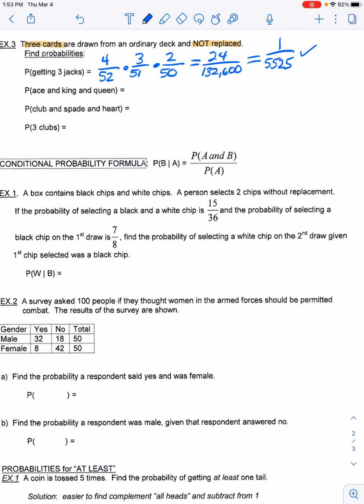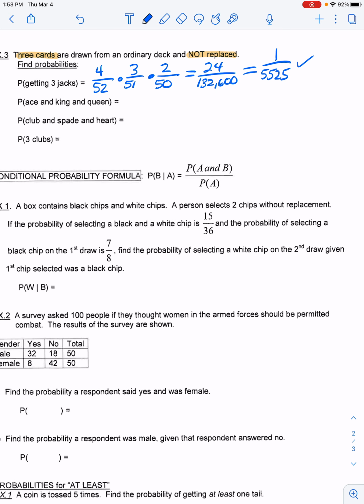All right, next one. Probability of an ace and a king and a queen. And again, no replacement. So we start out, there are 4 aces out of 52 cards. Take one, throw it out. There's 4 kings, but now there's only 51 cards because we took away an ace. So we throw out a king. Queens, there are 4 queens, and now there's only 50 cards left. In multiplying this together, you get 64 out of 132,600. And this one happens to reduce to 8 over 16,575.